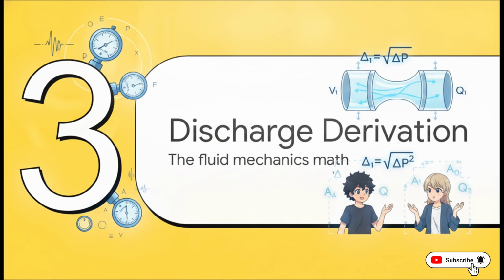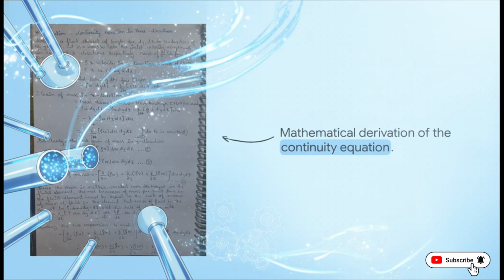All right, part 3, deriving the discharge equation. Let's look at the math. We start our derivation right here with the continuity equation. Area 1 times velocity 1 equals area 2 times velocity 2. This is our absolute foundation. It's fluid mass conservation. What goes in must come out.